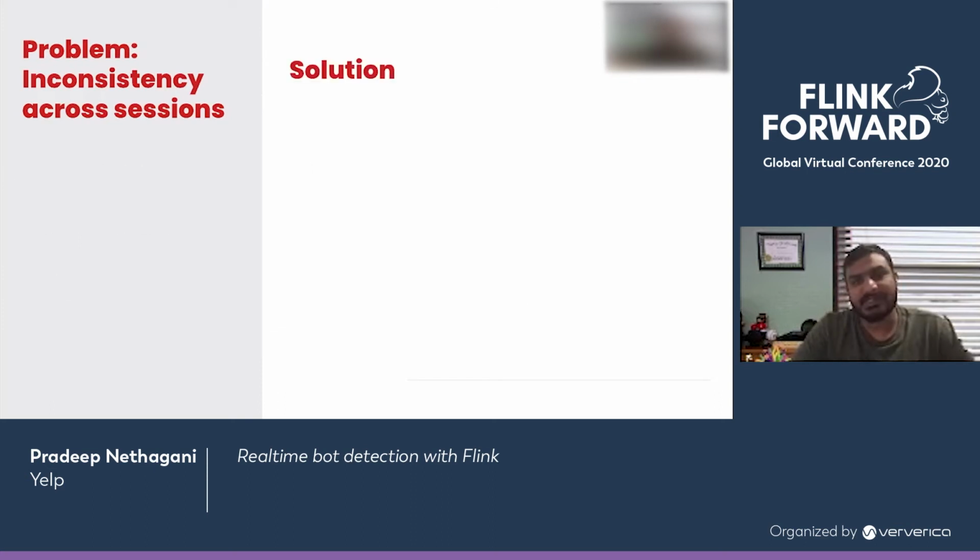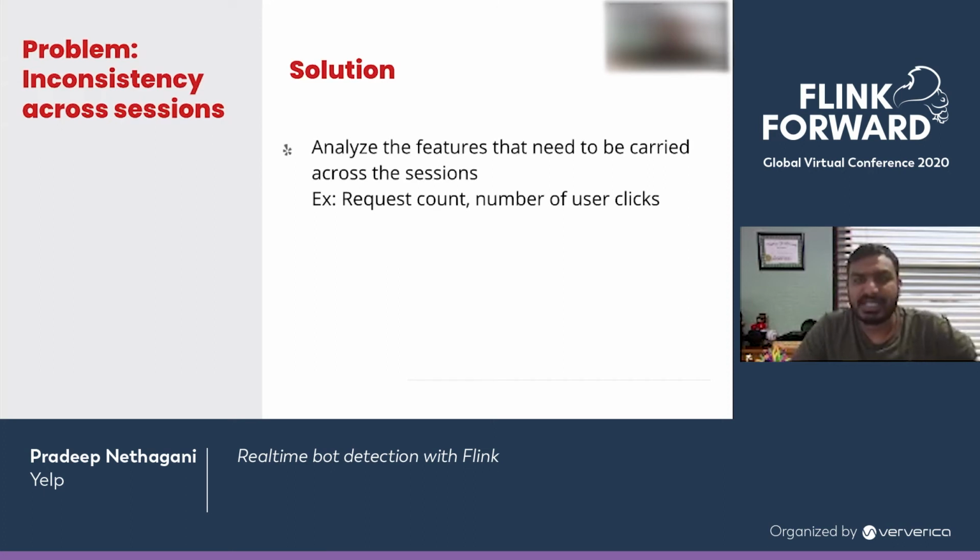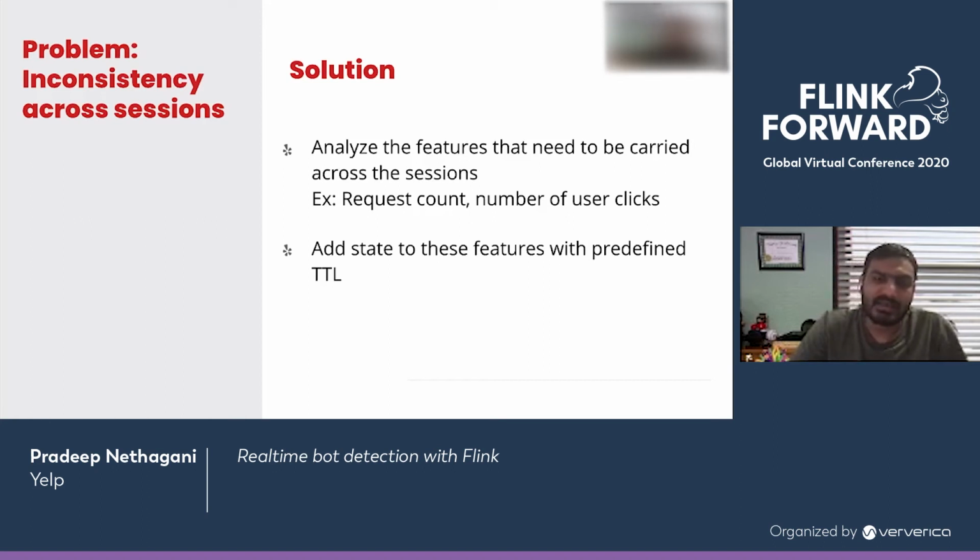Now, what's the solution for this? To solve this problem, we first analyzed the features that need to be carried across the sessions, which means we wanted to see what features need to be aggregated across the sessions, some of them being request count, number of clicks, or maybe the time spent by the user in a session. So we added a state to these features with a predefined TTL. The TTL can be an hour, a month, or maybe a day. So you may want to carry the information of these features across the sessions for this amount of time, which is the TTL in this case.